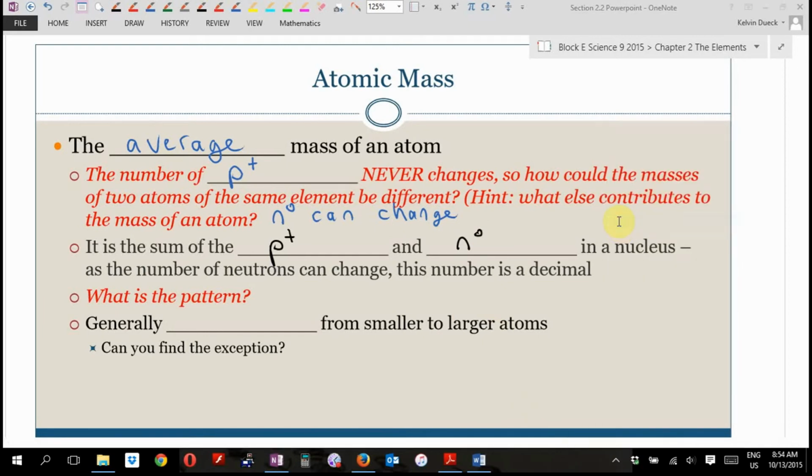So what's the pattern? Generally, it increases from smaller to larger. Okay. With one exception, but there's going to be exceptions to almost every rule that I give you, Christian, but we're going to call them rules and say, for the most part, they work.